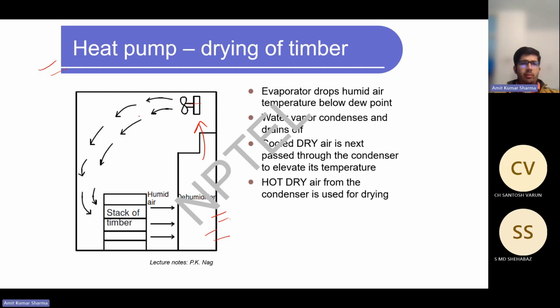Then with this fan, we are increasing the speed of the air, or you can say forced convection. That air is going towards the stack of timber. So now the dry air will come. The air will trap the moisture from the timber and again become humid. Again, this humid air will go to the dehumidifier where the moisture will be trapped. The water vapor condenses and drains off. Cooled dry air is next passed through the condenser to elevate its temperature, and hot dry air from the condenser is used for drying. In this way, we can dry a stack of timber.